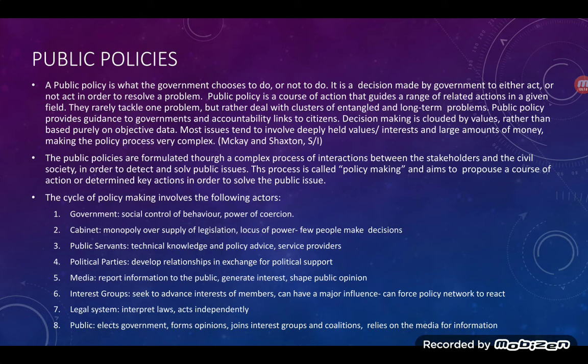Then we find the legal system. The legal system interprets the laws and in most countries acts independently. It means that the rule of law must be apart from political influence or other ways of coercion over the legal system.